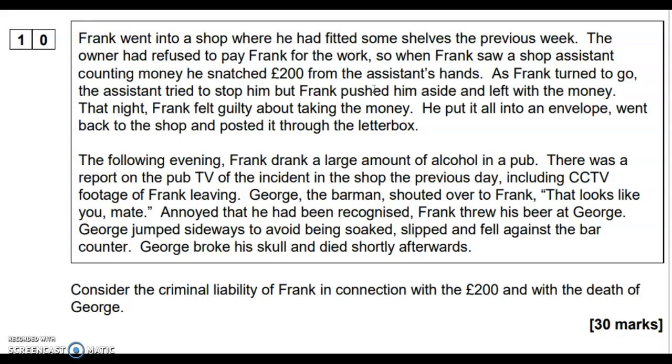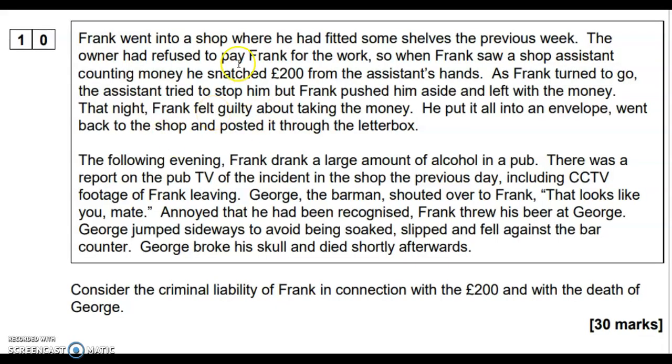So you would need to talk about the fact that he might not meet the dishonesty requirement for the mens rea, because according to section 2(1)(a) of the Theft Act, he might be able to argue a belief that he has in law the right to deprive the other of the money. We've got a further problem with the mens rea element in that he felt guilty and later on returned it through the letterbox. So you'd need to talk about section 6 and the intention to permanently deprive.